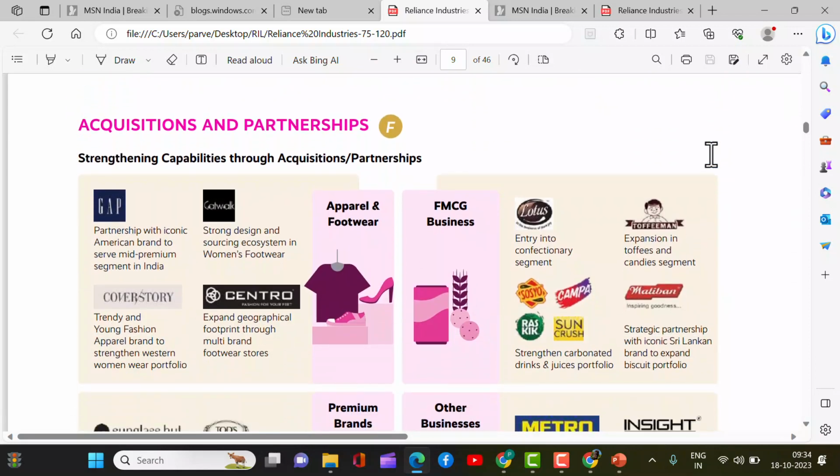So what they have done is grow either organically or inorganically by acquiring companies.